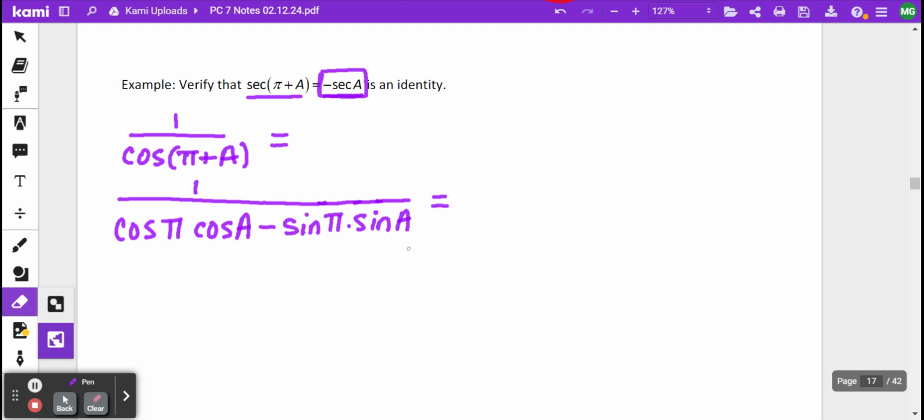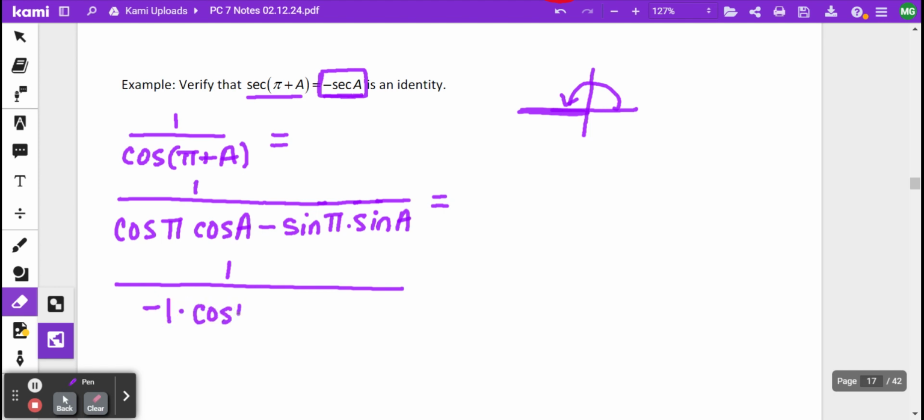Now we have to drop our values in. So we will have 1 over, now you have to think, all right, I'm going to think over here. Let's see. Pi is here. Well, what is the cosine of pi? Well, I hope you remember that it's -1 times the cosine of a. We don't know what a is. A could be any angle. We have no idea.